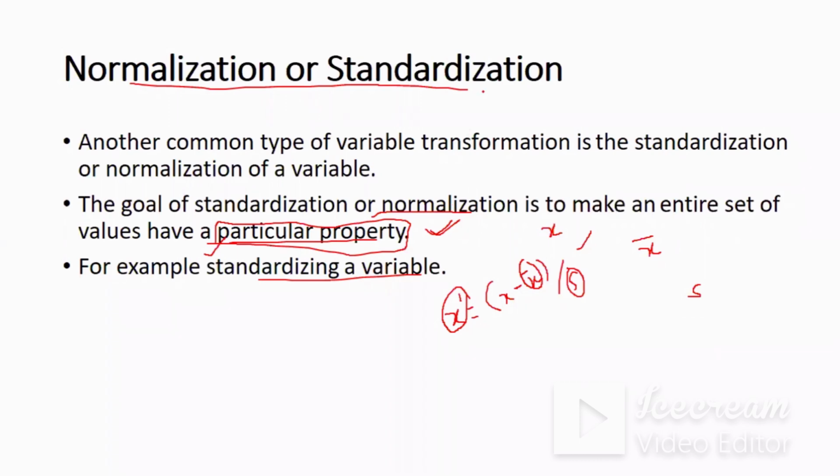So these are the different pre-processing steps that we have discussed today: feature selection, then feature creation, then discretization and binarization, and finally variable transformation. So with this, I end my lecture for today.